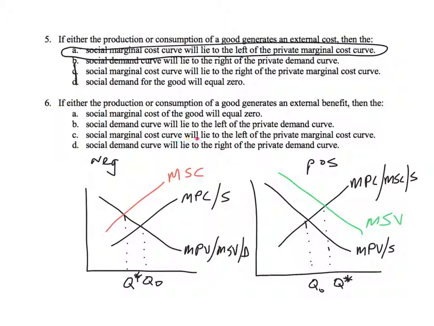Social marginal cost curve, no, there's only the social marginal cost and the private marginal costs are the same in the case of a positive externality. Social demand curve will lie to the right of the private. Whoa, I was starting to worry if we were going to find a right answer there. Well, D is the right answer.